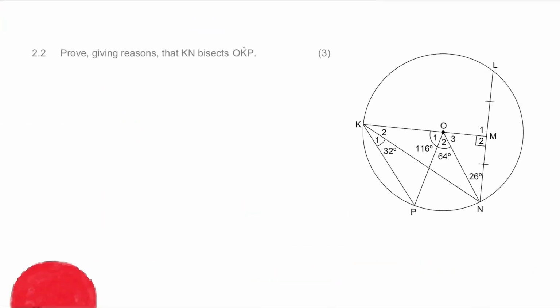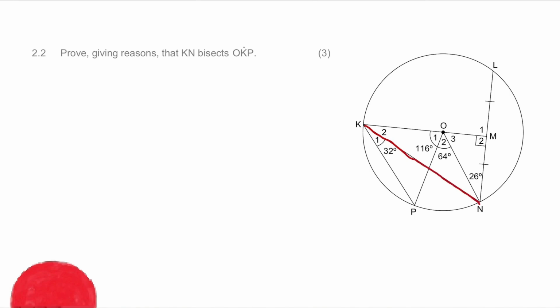In 2.2, we are doing a proof. So we have to think a little bit more carefully because it isn't just about the answer, it's about how we justify the answer. So Kn bisects. So let's find the line Kn and let's trace it so that we can see what we're working with. So this is the line Kn.